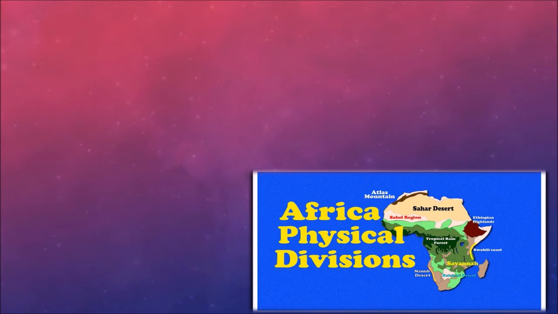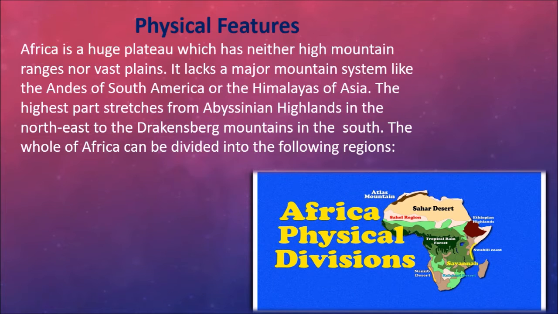In part 1 of the video, we had learned about the location, and today we are going to continue about the physical features. Africa is a huge plateau which has neither high mountain ranges nor vast plains. It lacks a major mountain system like the Andes of South America or the Himalayas of Asia. The highest part stretches from the Abyssinian highlands in the northeast to the Drakensberg Mountains in the south.